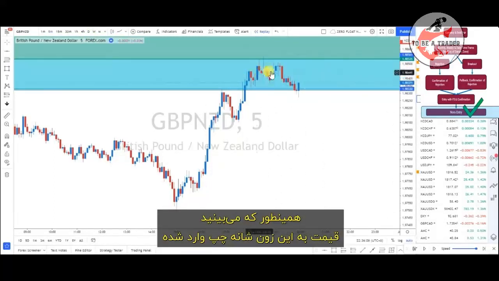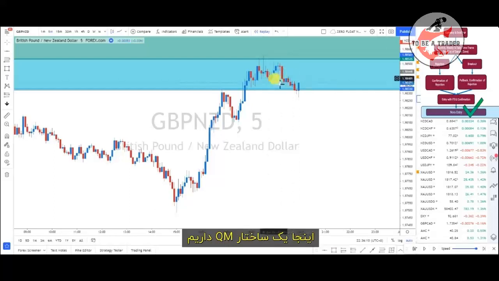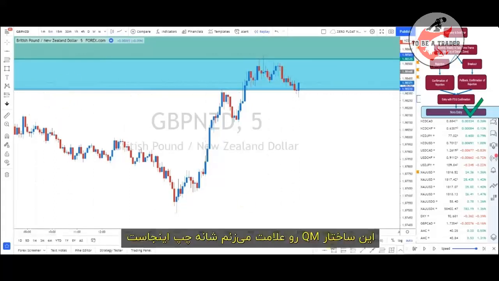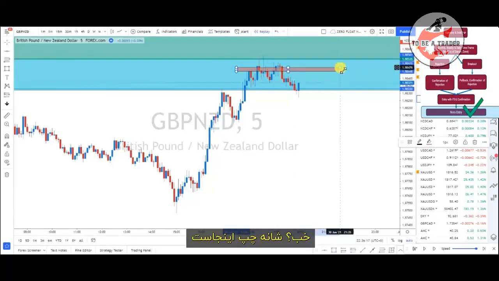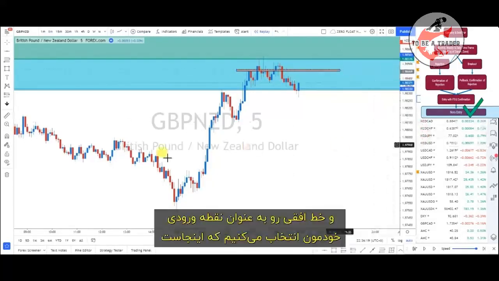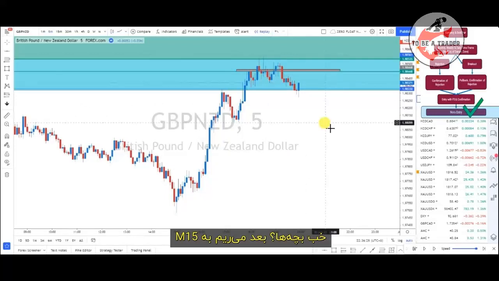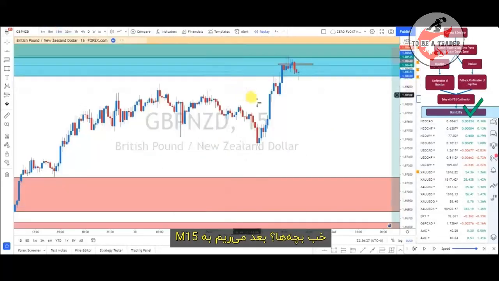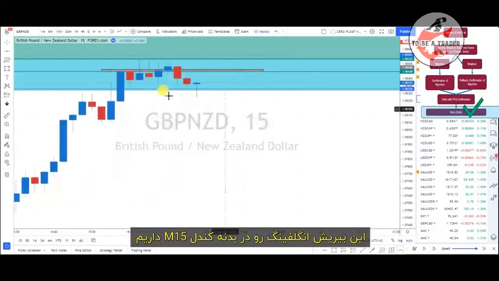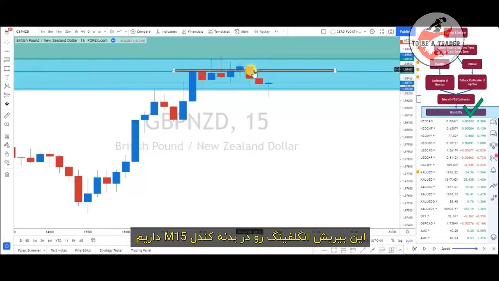As we can see here, there is a structure of QM. Okay, so I'm going to mark the structure QM first. This is the left shoulder, right? Okay, left shoulder here, and mark the horizontal line as our entry point, which is here. Okay, guys, and then we go to the M15. There is this bearish engulfing at the M15 body candle.